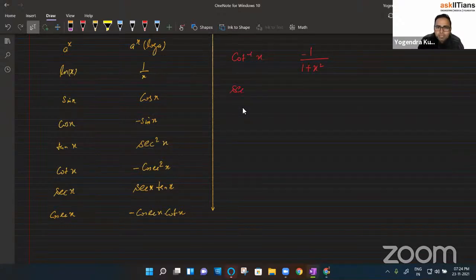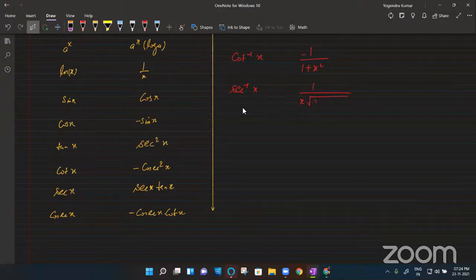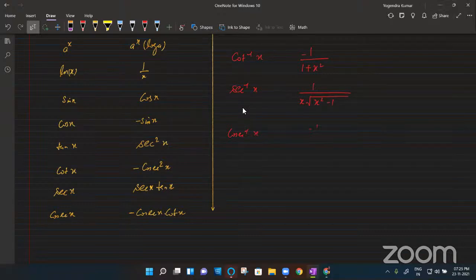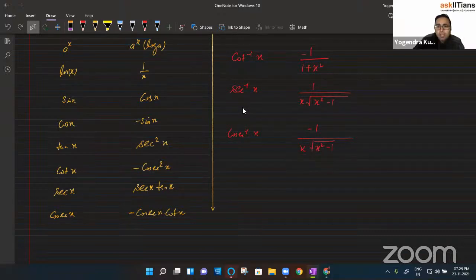Now secant inverse x, what is it? 1 by, Jyoti doesn't know this, x into root of x square minus 1. Then what is cosec inverse x? Minus 1 by x root of x square minus 1, just like secant but with minus.